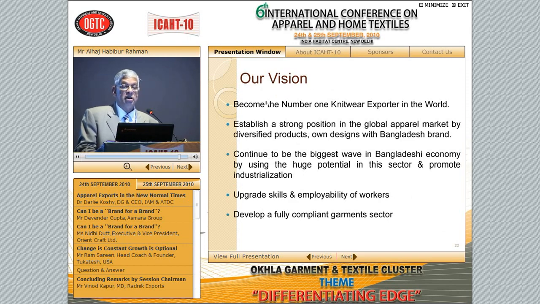Our vision: become the number one knitwear exporter in the world, establish a strong position in the global apparel market by diversified products, own design with Bangladeshi brand, continue to be the biggest wave in the Bangladeshi economy by using the huge potential in this sector and promote industrialization, upgrade skill and employability of workers, develop a fully compliant garment sector.